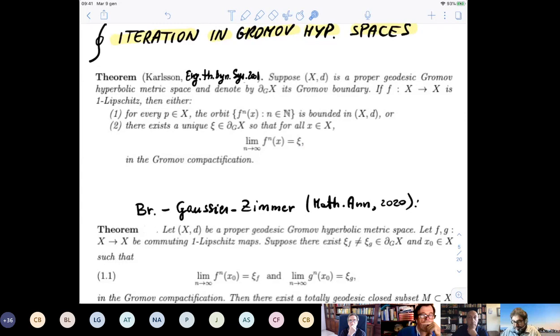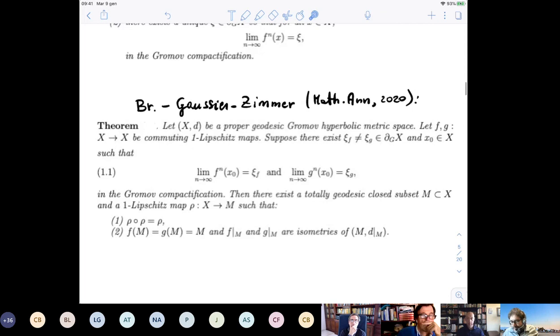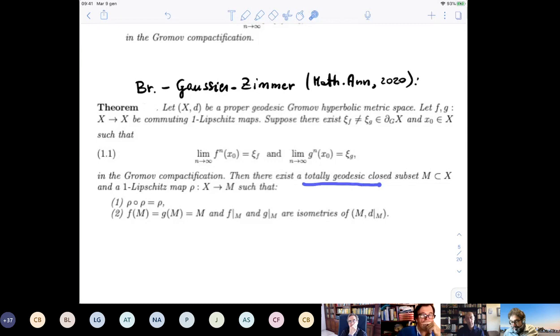Together with Hervé Gaussier and Andy Zimmer, in this paper which just appeared in 2020, we prove this result for commuting one-Lipschitz maps. So if you have two one-Lipschitz maps which are commuting in a Gromov hyperbolic space, and if they do have different Denjoy-Wolff points, the points at the boundary where the orbits converge, then there exists a totally geodesic closed subset M of X and a one-Lipschitz retraction rho from X to M. Totally geodesic means that if you take two points in M, then the geodesic in X which joins these two points is all contained in M. It's a kind of projection: rho composed with rho is equal to rho, and this M is fixed by both maps, and the restrictions are isometries of this space.